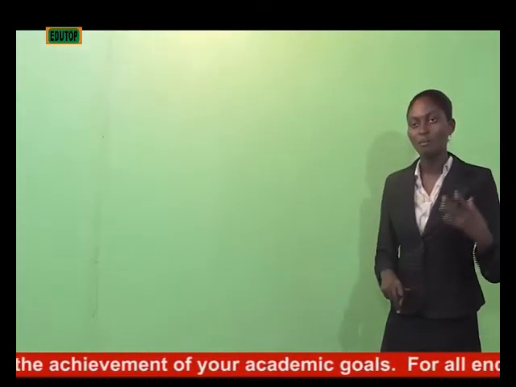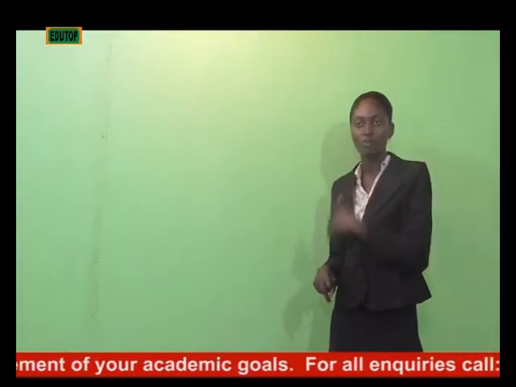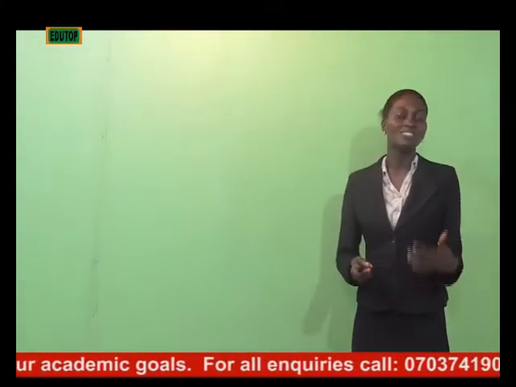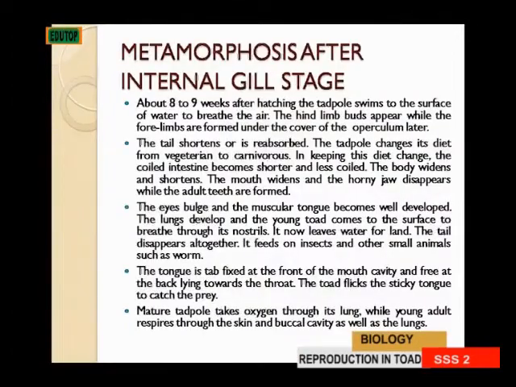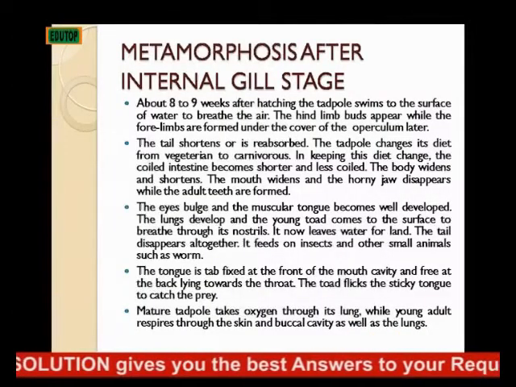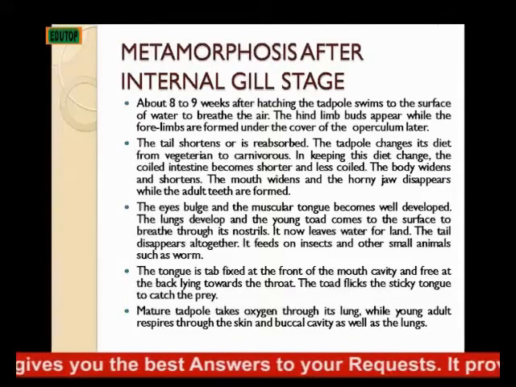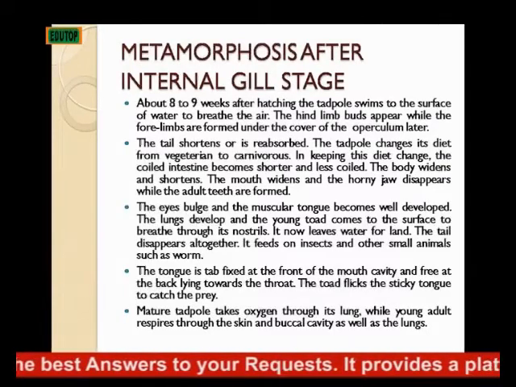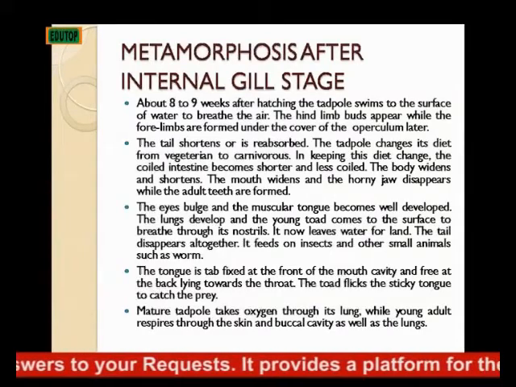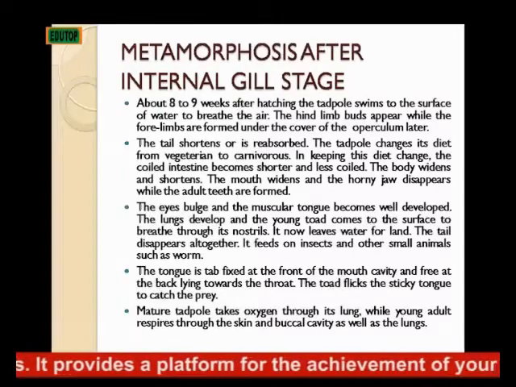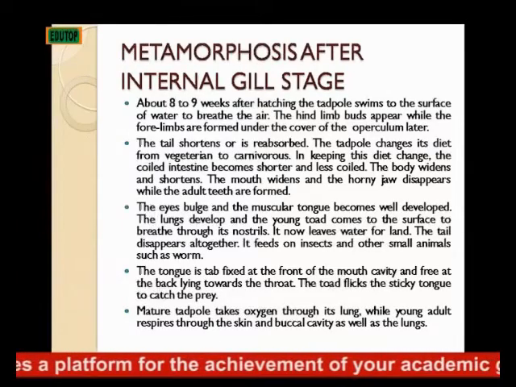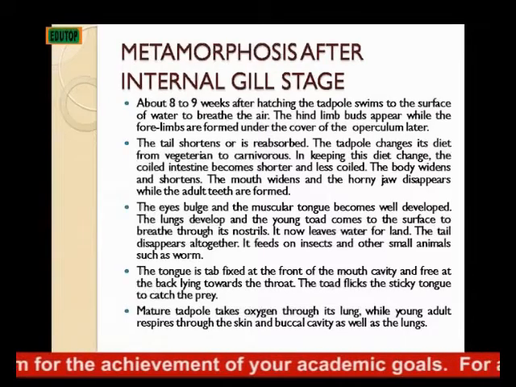As development or metamorphosis continues for 4 to 5 weeks after hatching, the lungs start to develop to replace the internal gills. So then, the metamorphosis after the internal gill stage now, after about 8 to 9 weeks after hatching, the tadpole swims to the surface of the water to breathe the air. The hind limb buds appear while the forelimbs are formed under the cover of the operculum later. The tail shortens and is reabsorbed.